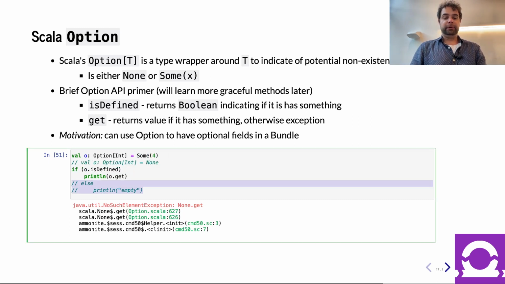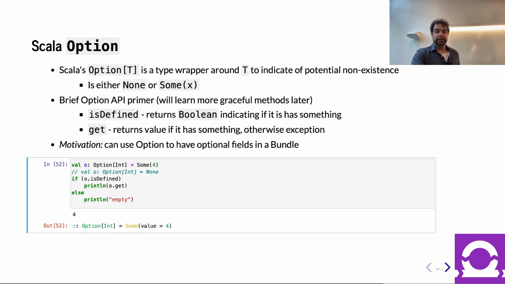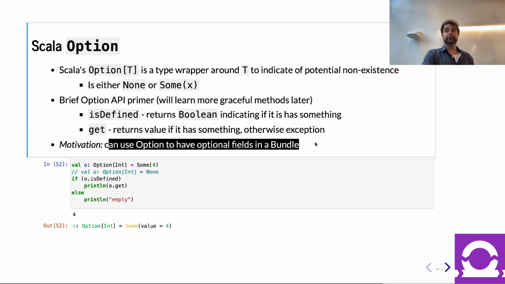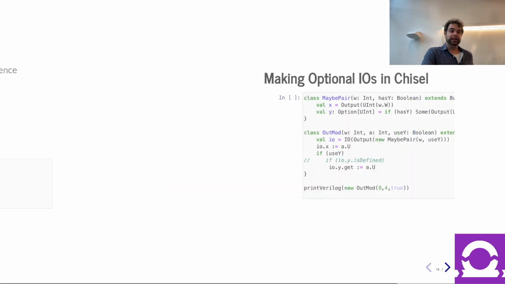So for today, we're doing it really verbosely. We are doing isDefined and .get. There are more graceful, more elegant ways to work with optional types, and we'll cover them later on in this course. But even just this is enough to get us rolling. And what we're going to use this for is that now we can have optional fields in the bundle. So our bundle has some number of interfaces, some number of wires in there. We can say, you know what? Some of those are not always there. And optional types is a really nice way to let us do that.